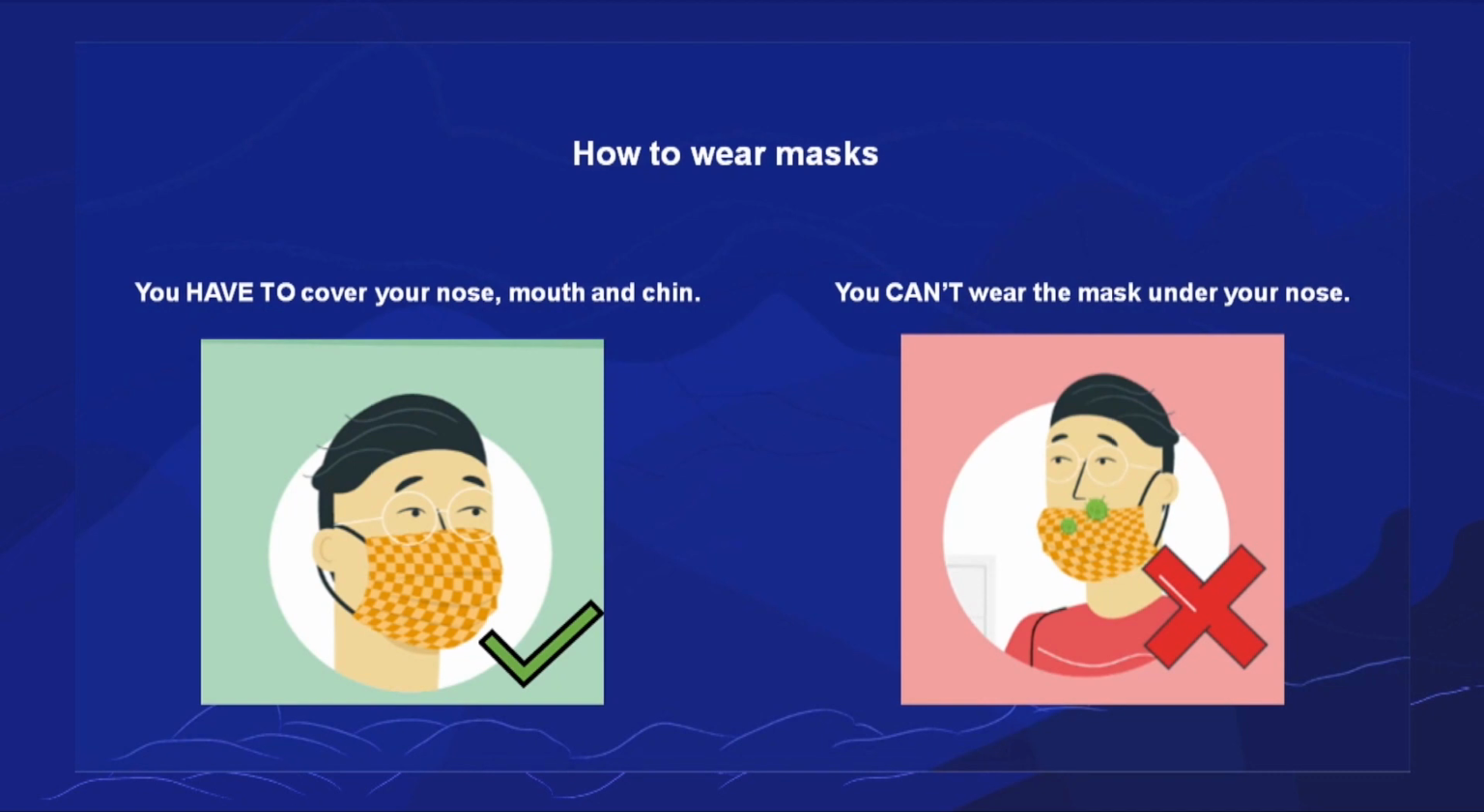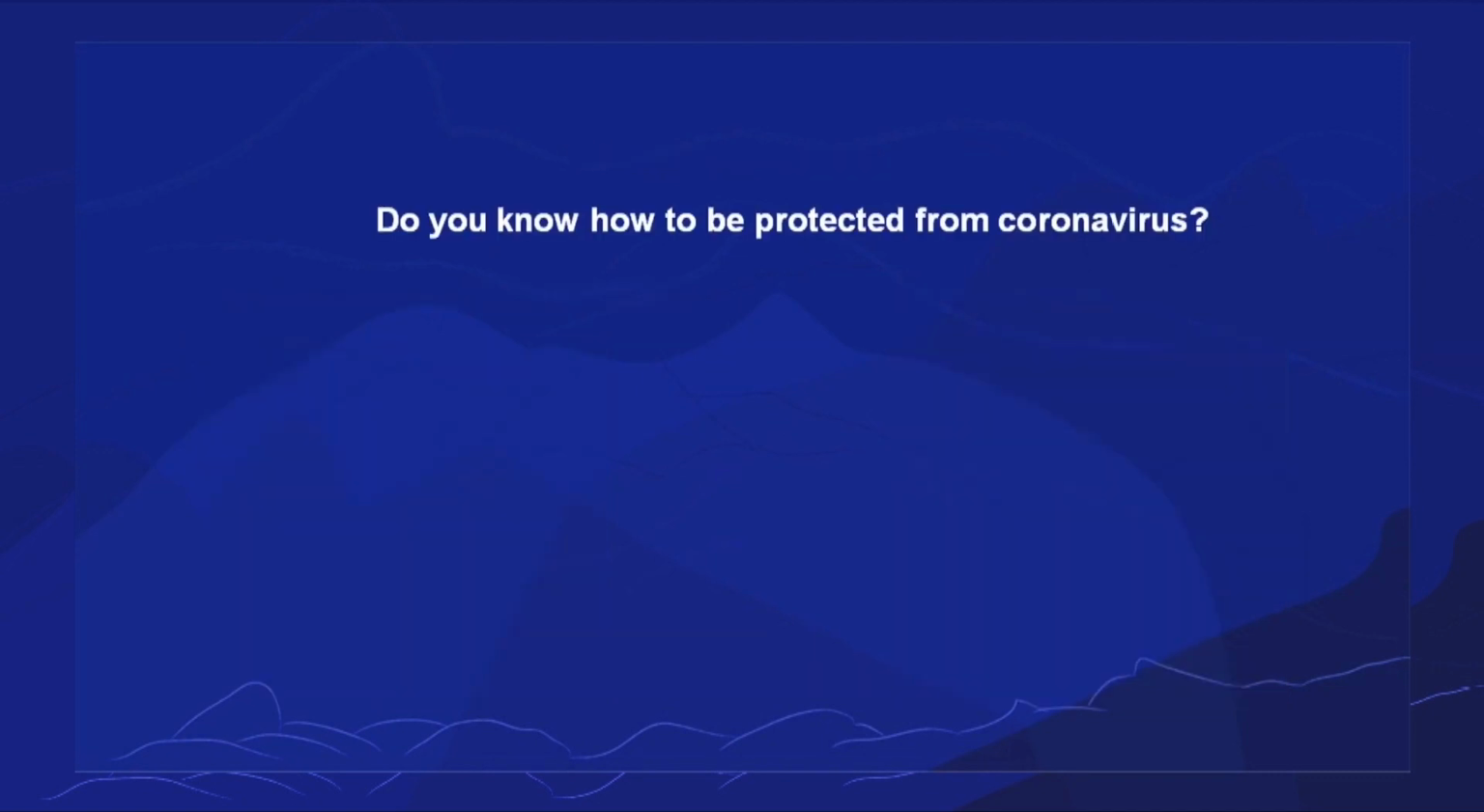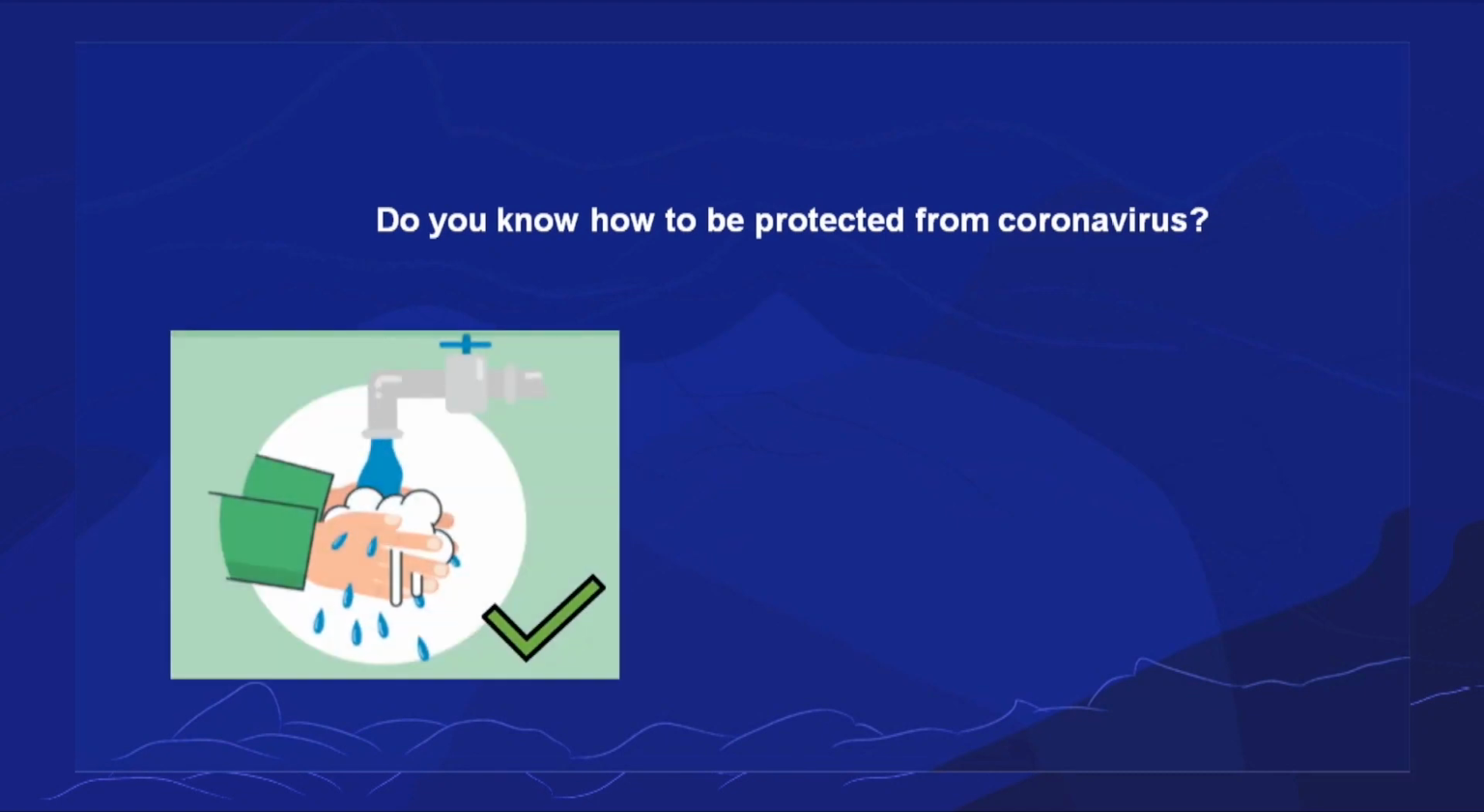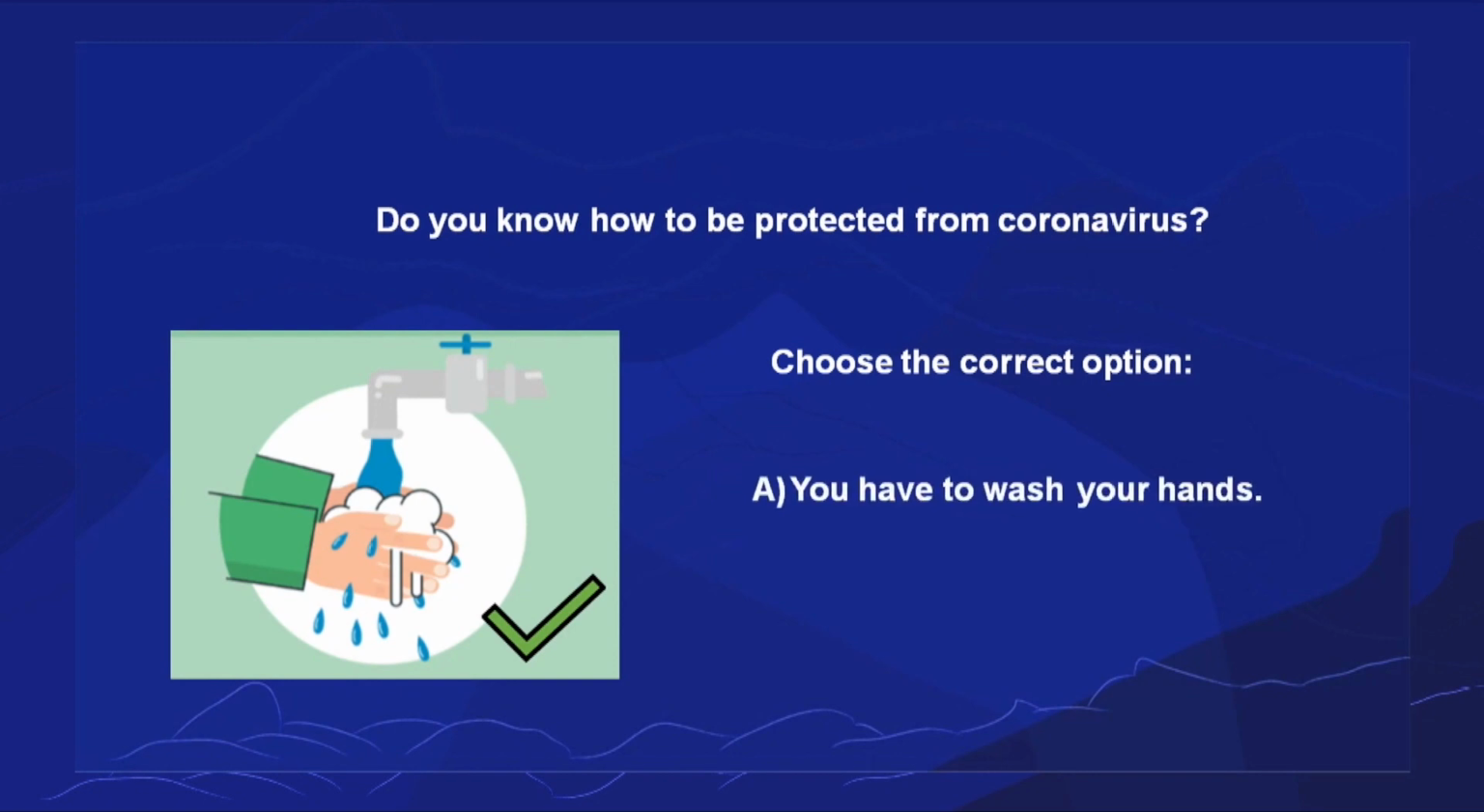Now it's up to you. Do you know how to be protected from coronavirus? Look at the image. Is it permitted or not permitted? Choose the correct option. Letter A. You have to wash your hands. Or letter B. You can't wash your hands. What's the answer? Letter A. You have to wash your hands. Next one.